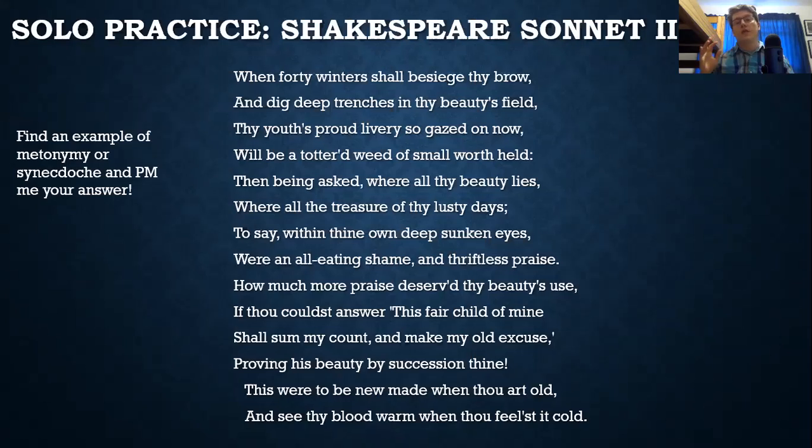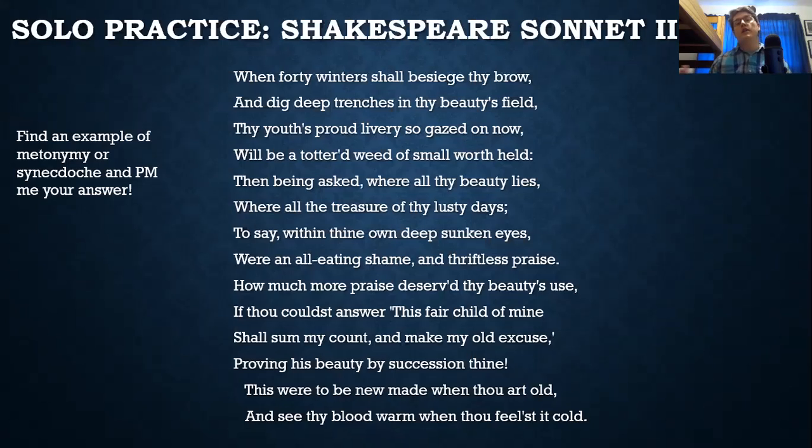So on your own, this is a solo practice. Read through this poem, look for any literary devices that you find, particularly metonymy or synecdoche. Take 5 minutes or however long you need. And when you've found it, private message me your answers and I'll get back to you. And by the time everyone's done, we'll be able to move on to the next thing. And if you get done early, obviously, keep looking for different literary devices, or I'll share a way that you can keep going in the private message.